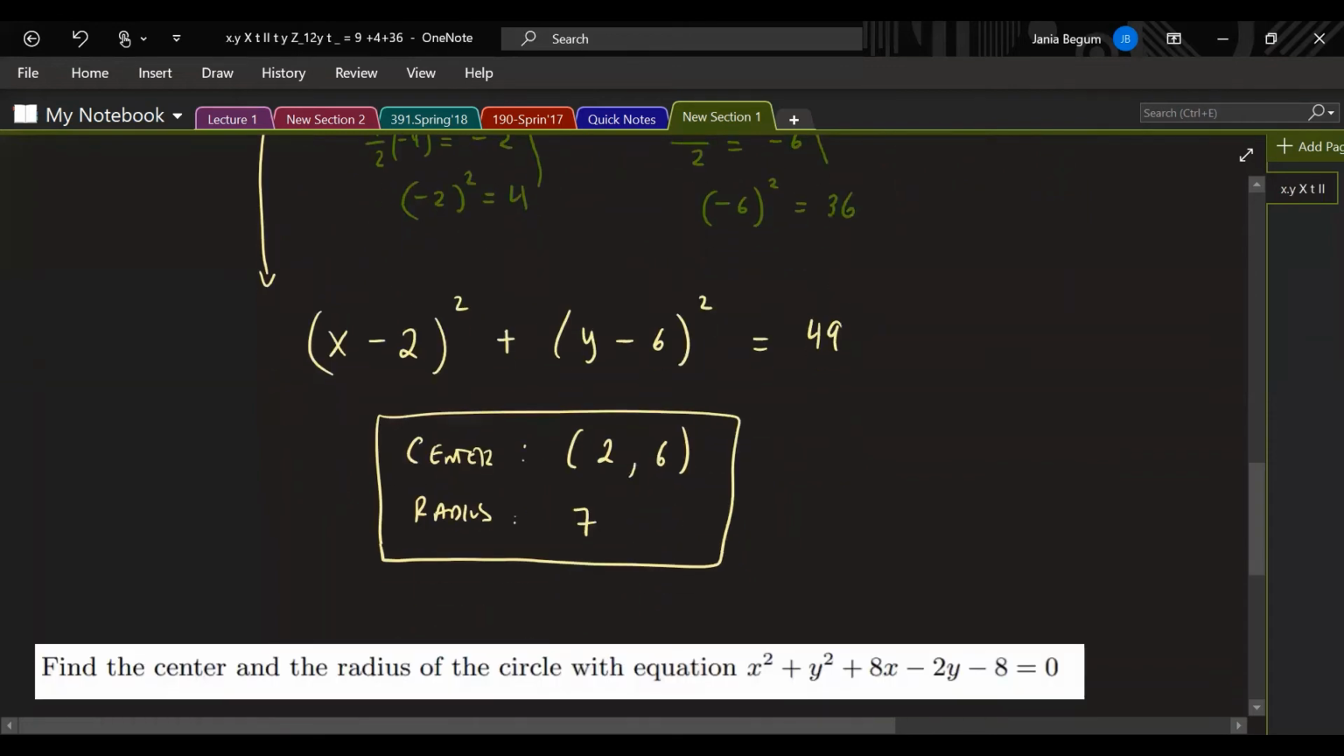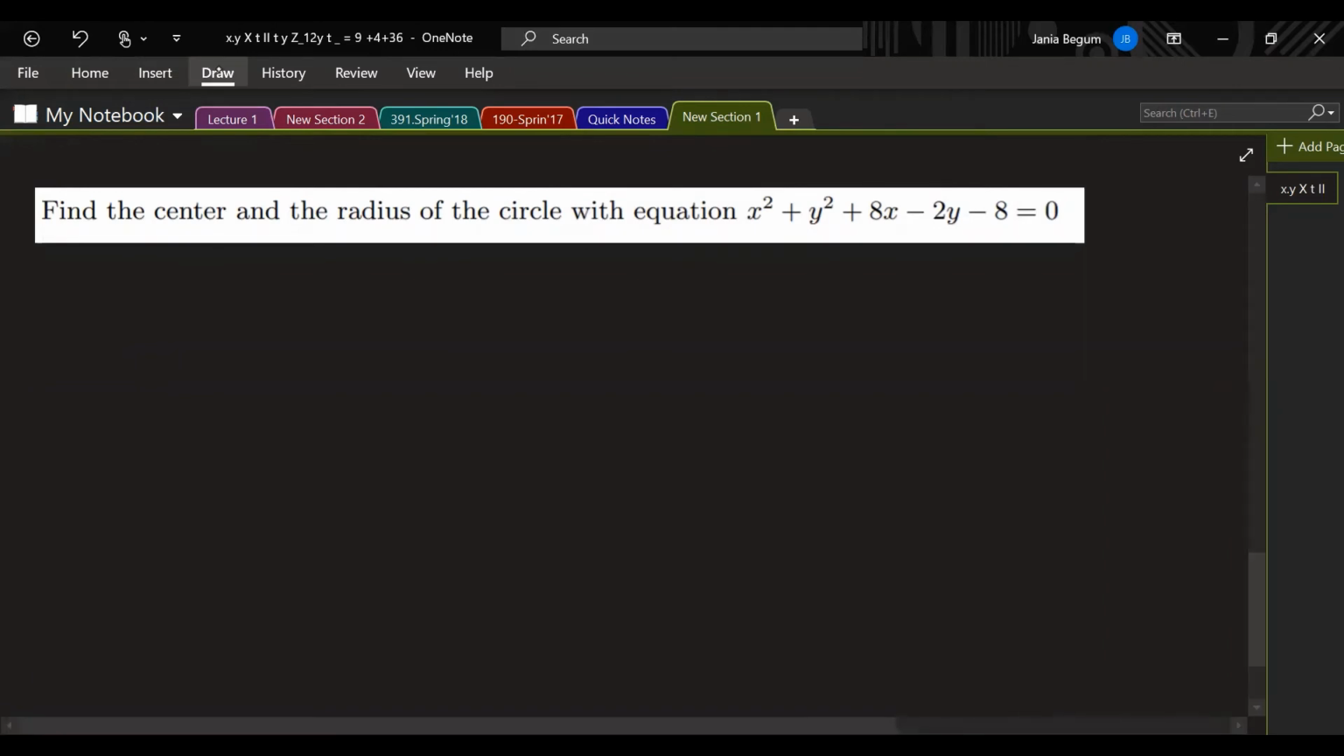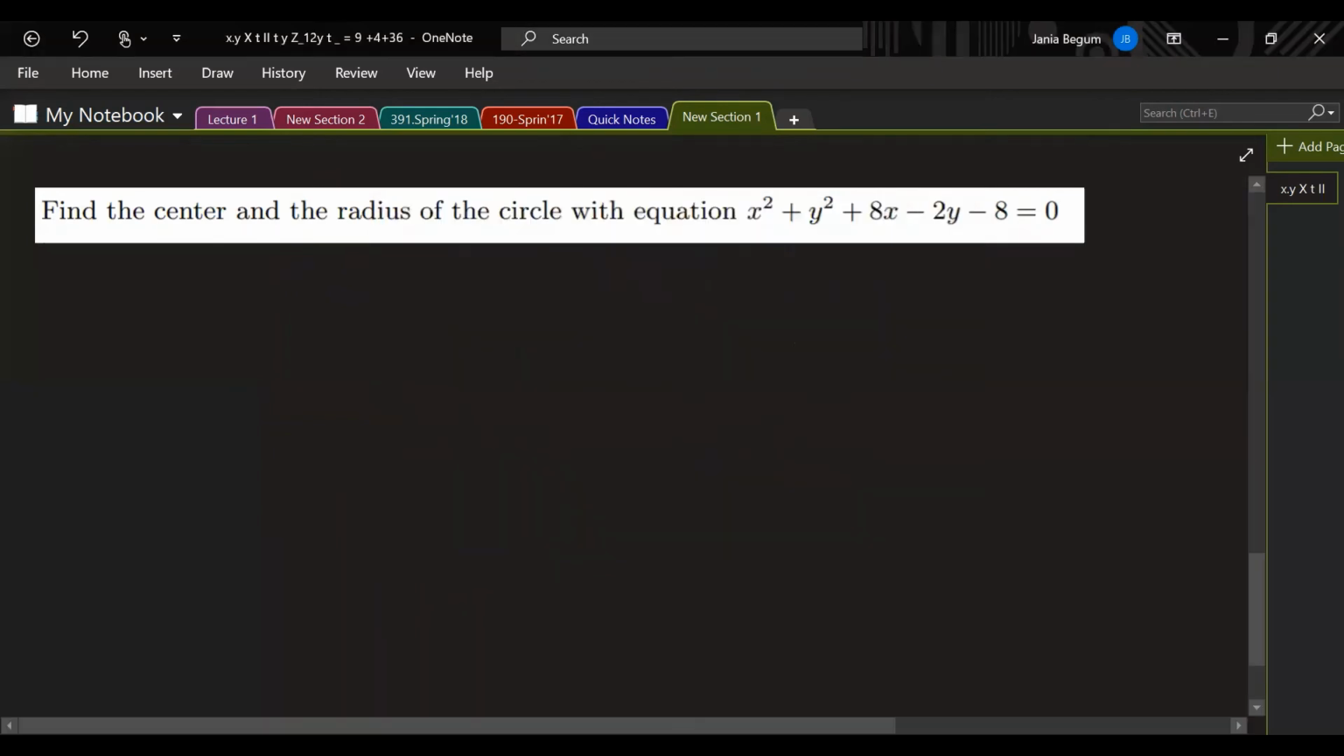Now let's look at another example. So let's look at this one. Same idea, but of course with different numbers. Again, we're going to rearrange the terms. We'll group the x's together and y's together. So we have x squared plus 8x, and then I'm going to leave a space, plus now the y terms, y squared minus 2y, plus leave a space, equals, and I'm going to move the negative 8 to the other side.